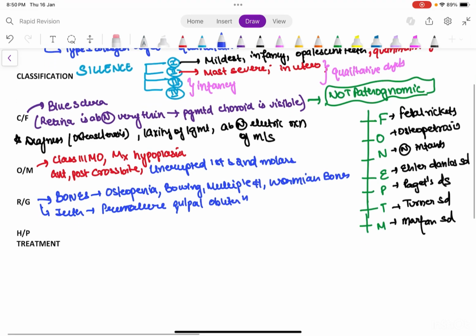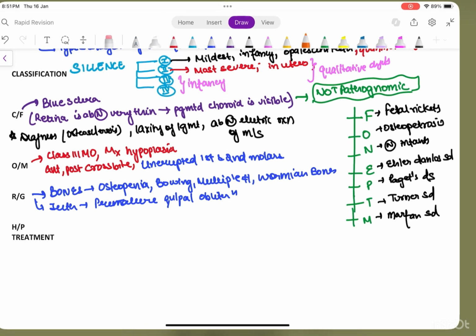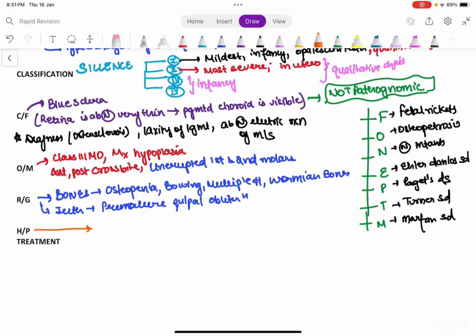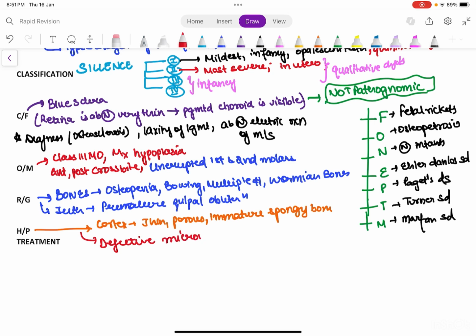In histopathology you will see that the cortex is thin, porous, immature, spongy bone, and there is a defective microvascular system, and most important, there is decrease in collagen fibril diameter.